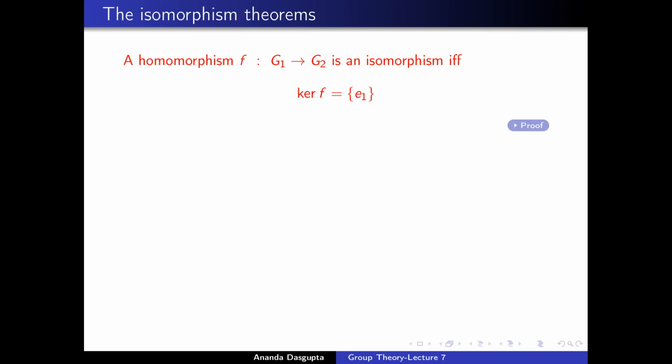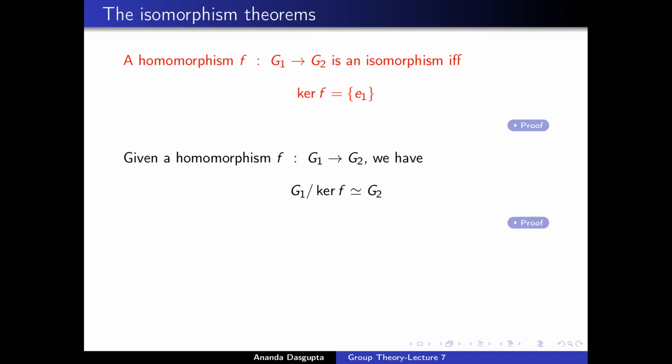But before I do that, let me state the second isomorphism theorem. The second isomorphism theorem tells you that if you are given any homomorphism F from G1 to G2, then in general G1 is not isomorphic to G2 because the kernel of F in general does not consist only of the identity. But if you take the quotient group of G1 quotiented by ker F, and remember, because ker F is a normal subgroup of G1, you can always do that, this quotient group G1 by ker F is actually isomorphic to G2.